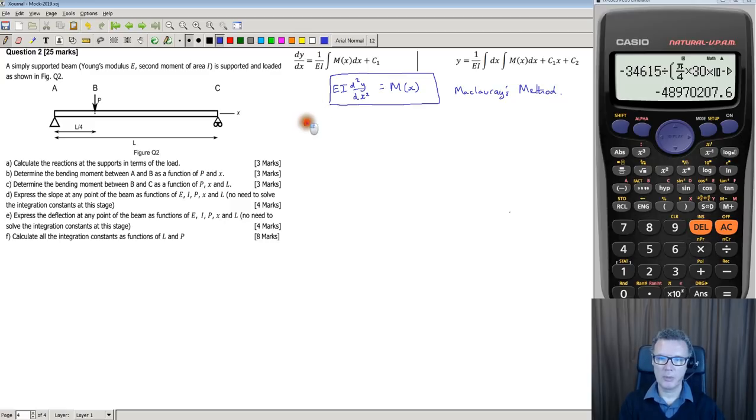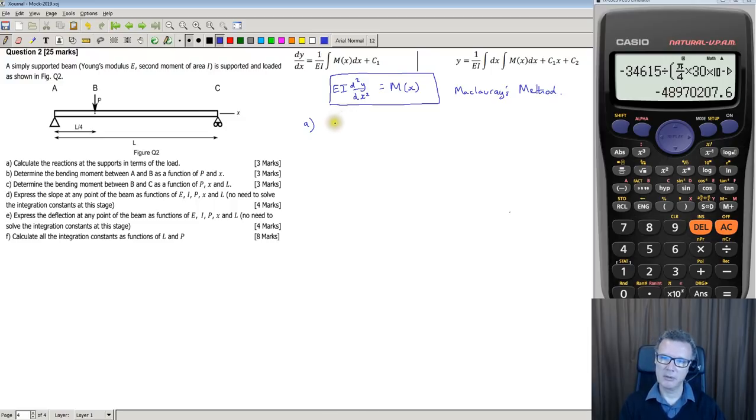So for part A, the reactions. It's something that you could almost do in your head, because it's a proportionate thing, isn't it? So the reaction at A is going to be 3/4 of the load, and the reaction at C will be 1/4 of the load.